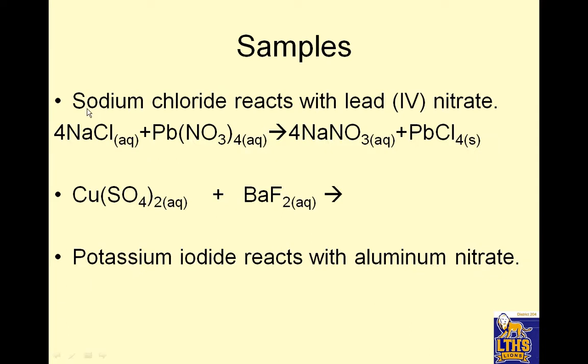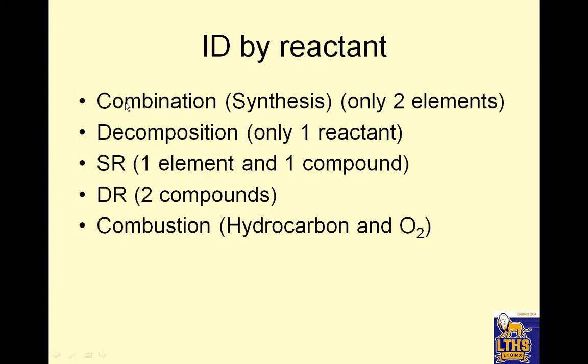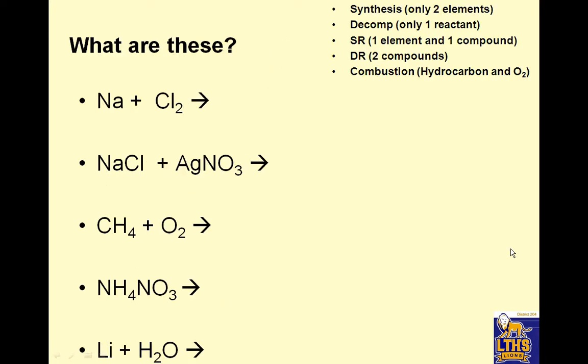All right. Oh look, we did this slide already. That was all double replacement. All right. How do you ID the reactants? For a combination reaction, you look for two elements. Decomposition, you look for one reactant. Single replacement, element and compound. Double replacement, two compounds. Combustion, hydrocarbon and O2. So what are these?